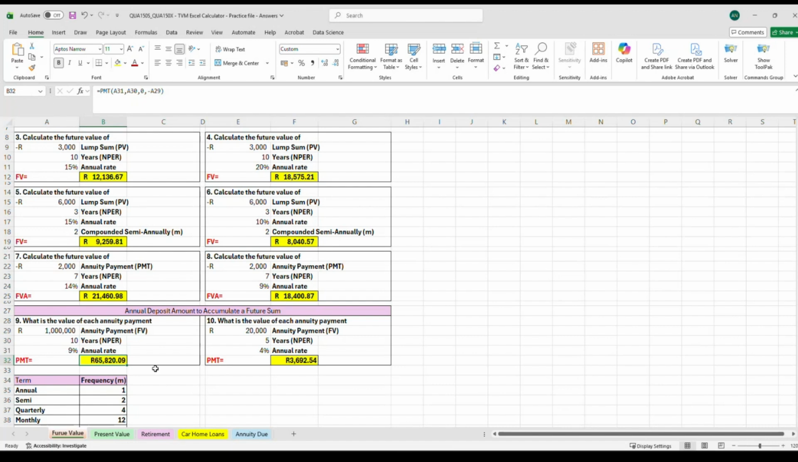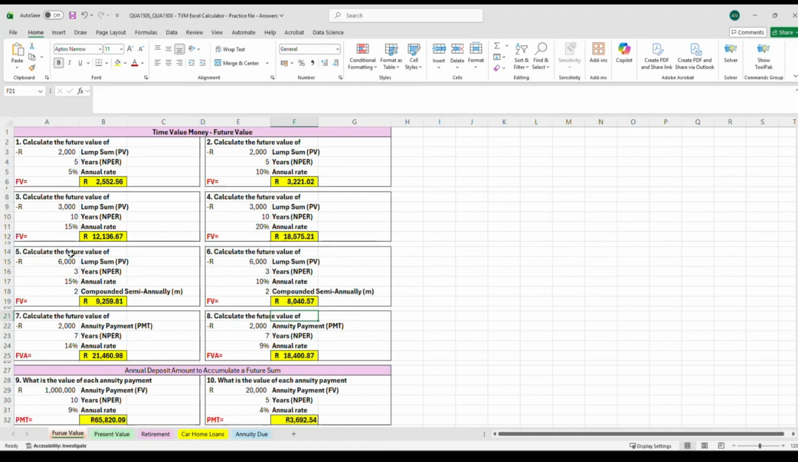Should never have a negative answer. Then number 9 and number 10 will always, in this scenario, have the same formula. So 9 and 10 have the same formula, 7 and 8, 5 and 6, and then 1, 2, 3, and 4 all have the same formula. But basically, that's how you do this tab.